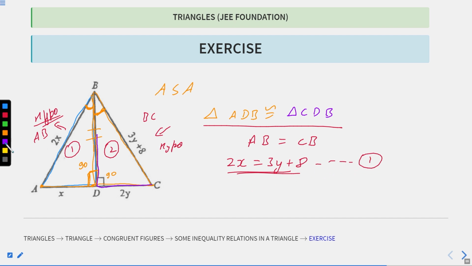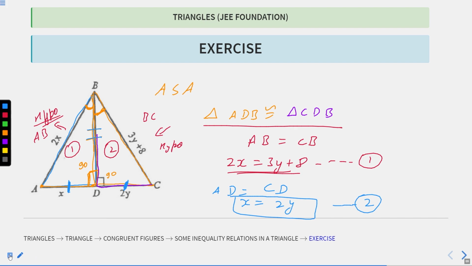Now let's find the next relationship. BD is a common side, so the remaining side is just this. From CPCTC I can easily say that AD is equal to CD. From this I can say that x is equal to 2y. So I have two equations: one says 2x is equal to 3y plus 8, and another says x is equal to 2y.